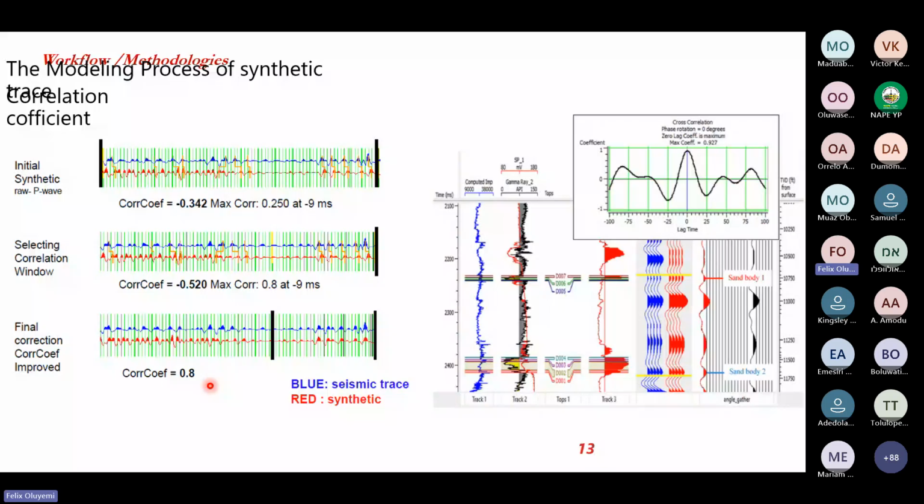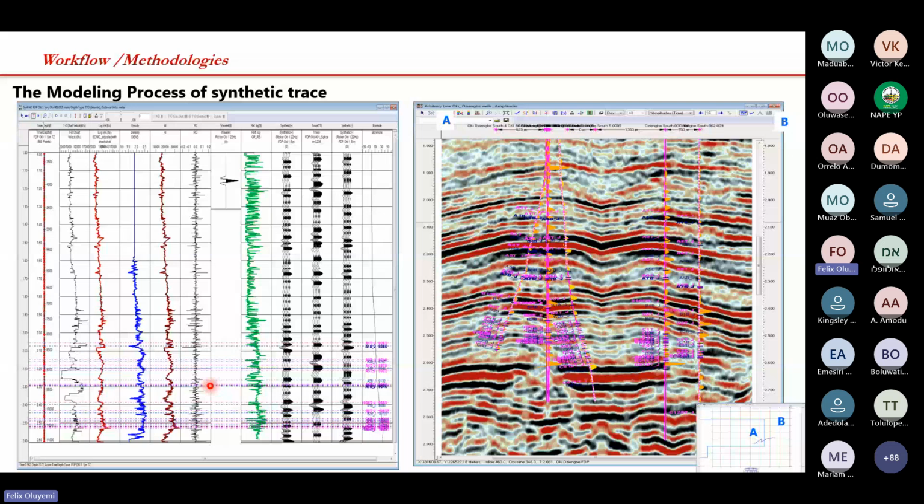So, methodology and workflow. We can see this is one of the works I did some years back. I actually started from the gamma ray. I want to understand what my gamma ray is. From my gamma ray, I display my sonic log. I display my density log. So these are the density, sonic, everything that we need to do.